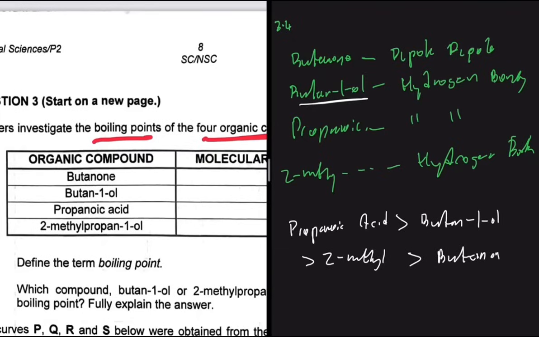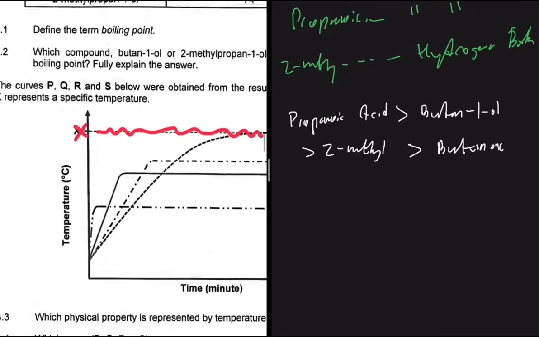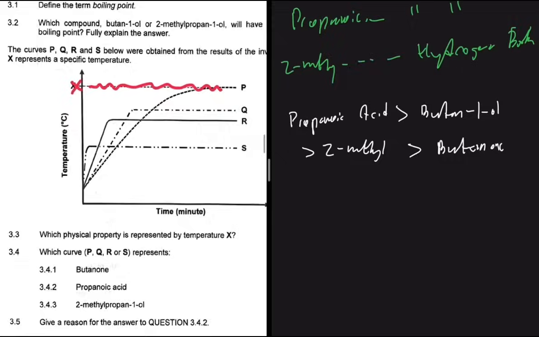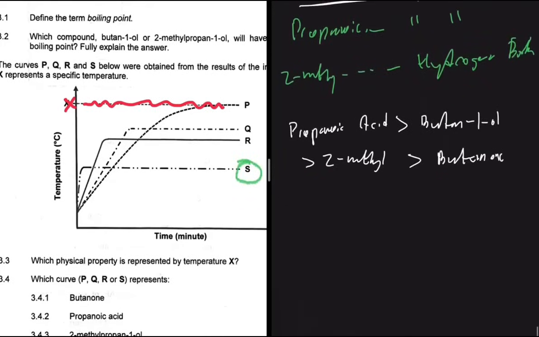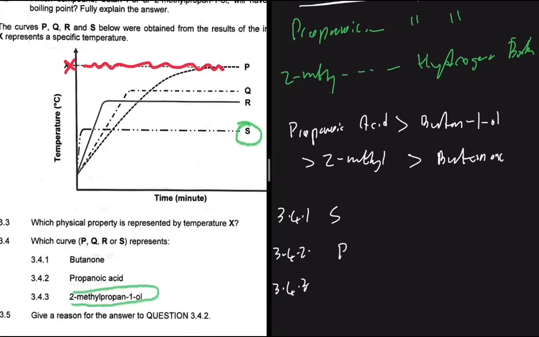So now we can actually attempt answering our questions, right? So which curve P, Q, R or S represents butanone? It will be the one with the lowest boiling point, and that is S, right? So we can say that 3.4.1, our answer is S. And then 3.4.2, propanoic acid, it should be the one with the highest boiling point. So that is P. And then 3.4.3, 2-methylpropan-1-ol. It should be the one second from bottom, right?